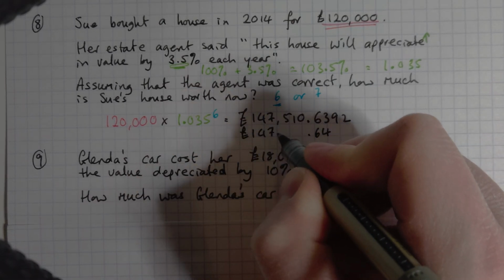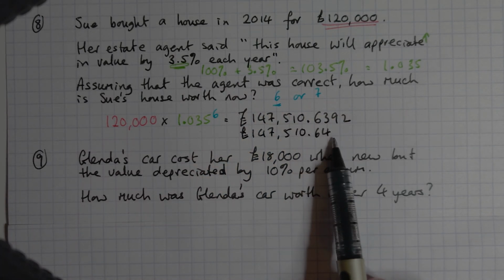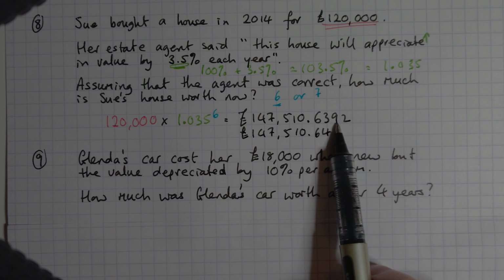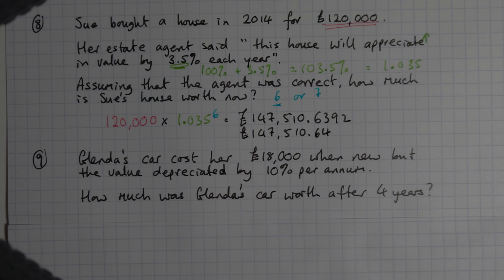So 147,510. The reason why I say either 63 or 64, even though that would normally round to 64, is because you could argue that when it's banks and when it's money and things like that, unless it's tipped over the whole penny mark, they won't give it to you. So even if it's like 0.9 of a penny, they probably won't give it to you. They'll probably round you down, given the opportunity.